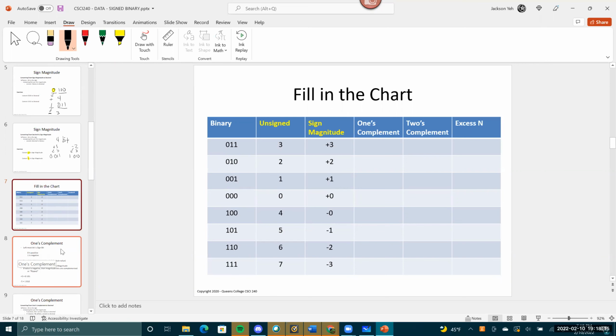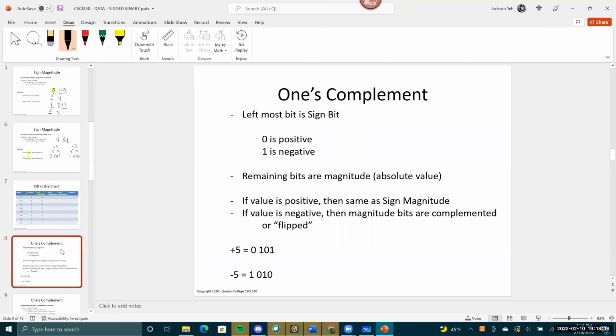Let's take a look at another encoding scheme, 1's complement. So 1's complement is similar to sign magnitude in that you have a sign bit, 0 is positive, 1 is negative. That hasn't changed. The remaining bits are the magnitude. That's also just the same. Now, if the value is positive, then it's actually the same as sign magnitude. Virtually the same, no changes. The difference is when the value is negative. So if the value is negative, then the magnitude bits are complemented or flipped.